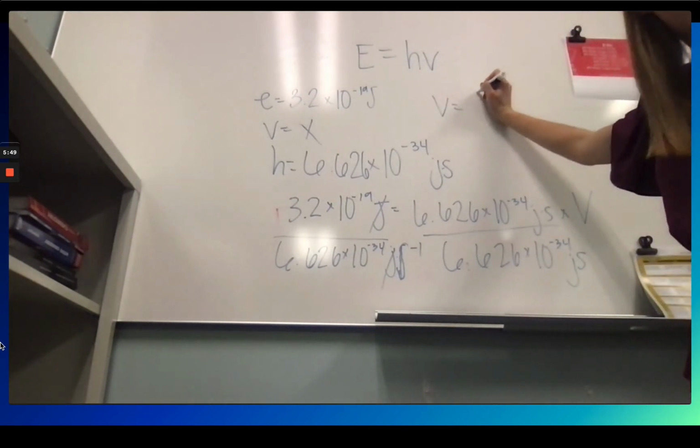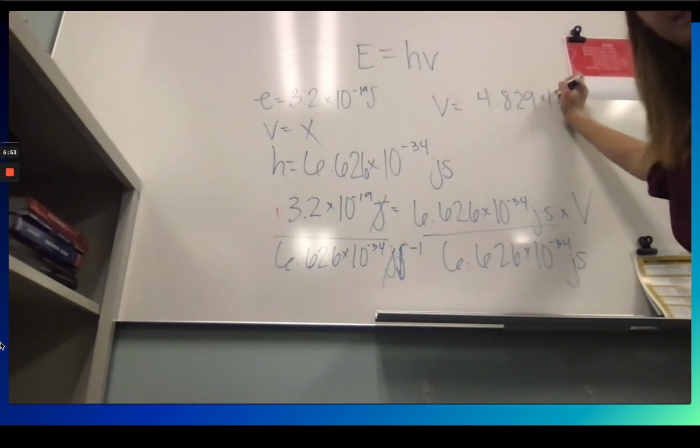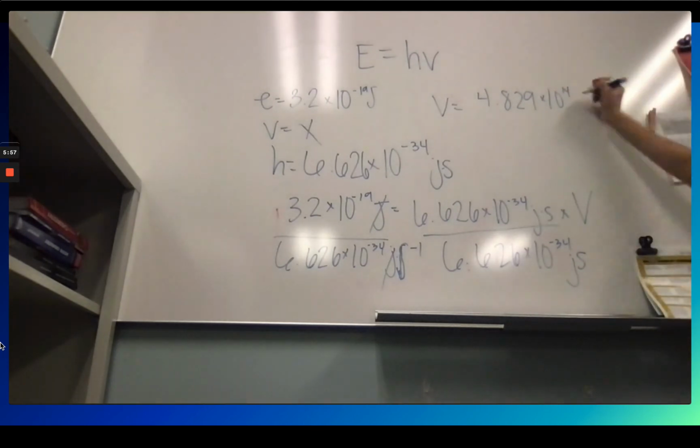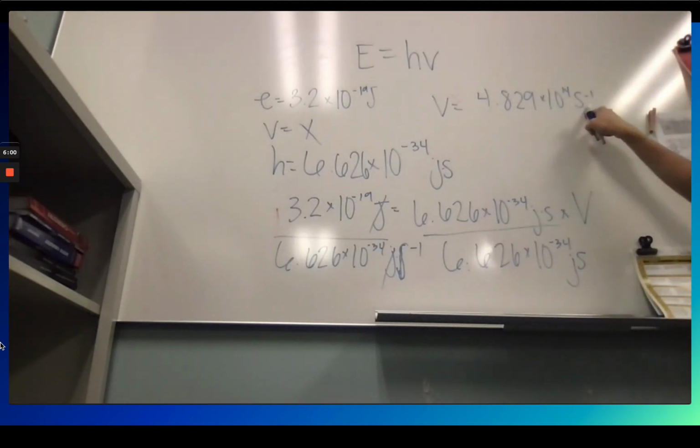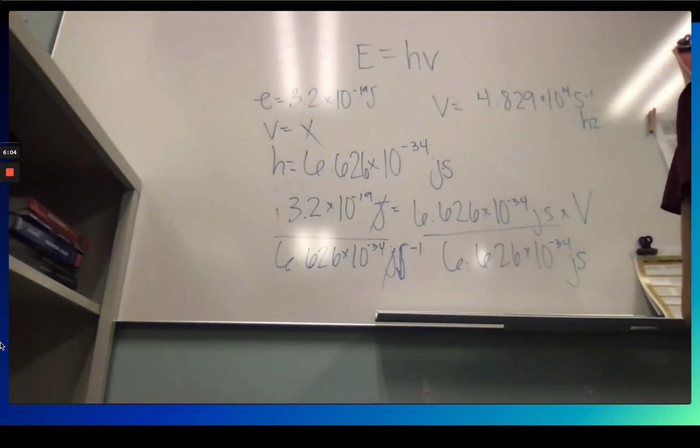And our final answer is going to be 4.829 times 10 to the 14th s negative 1. And we learned in our last video that s negative 1 is the same as Hz, or Hertz.